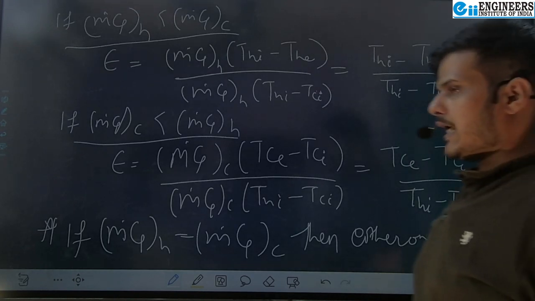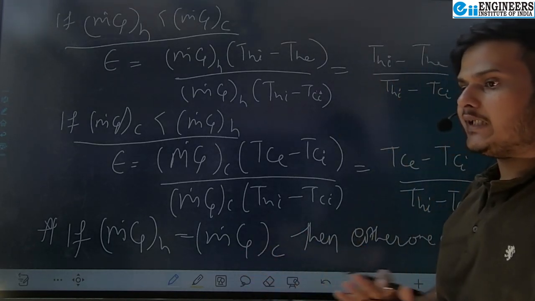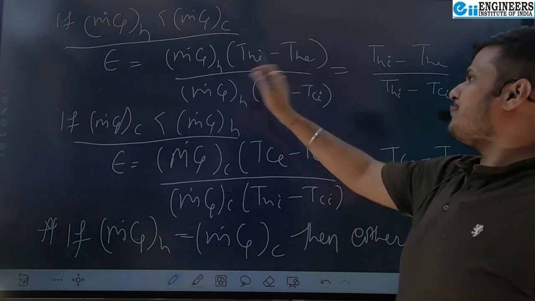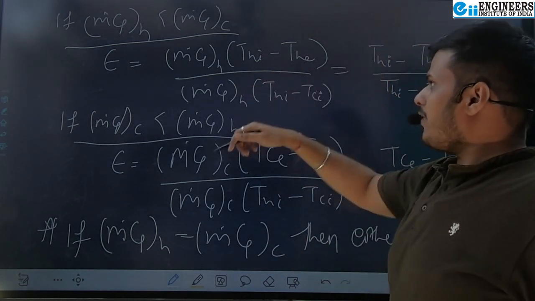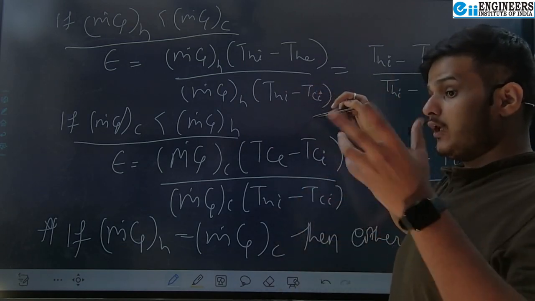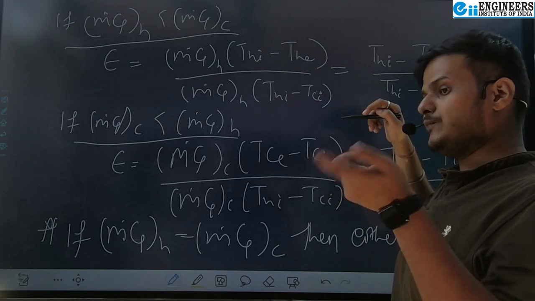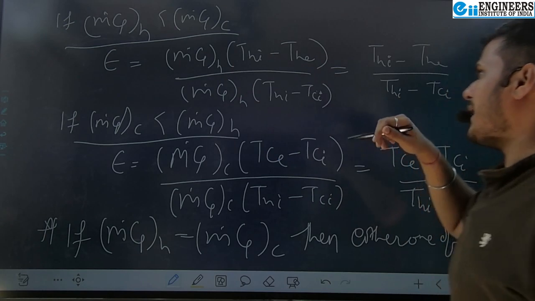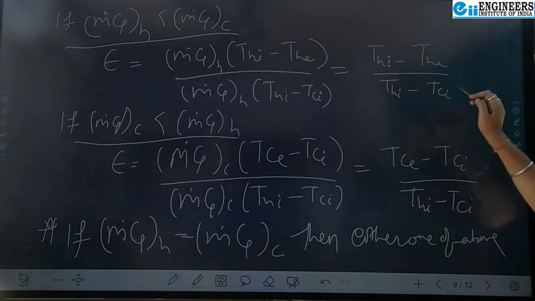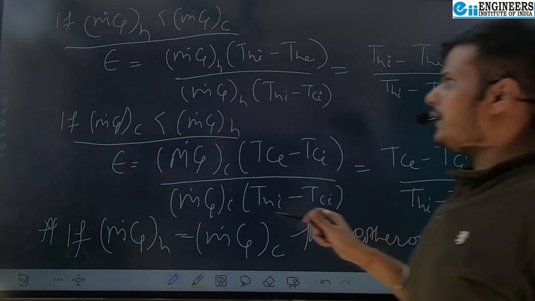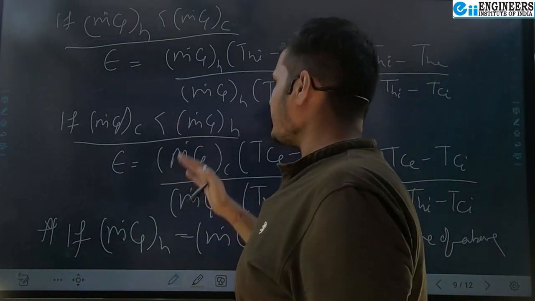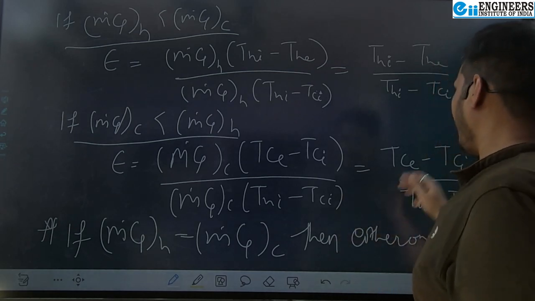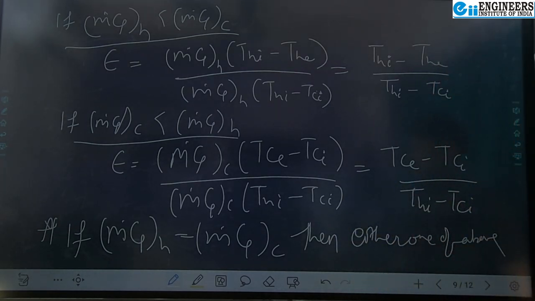The first case is that if mCp hot is less than mCp cold, then I can write the effectiveness as mCp hot (THI minus TCE) divided by mCp hot (THI minus TCI), because for Q maximum possible we have to take mCp small, mCph (THI minus TCI). So mCph will get cancelled out. It is THI minus TCE by THI minus TCI. Similarly, if mCpc is less than mCph, I can take mCpc (TCE minus TCI) by mCpc (THI minus TCI). So that will be TCE minus TCI by THI minus TCI.